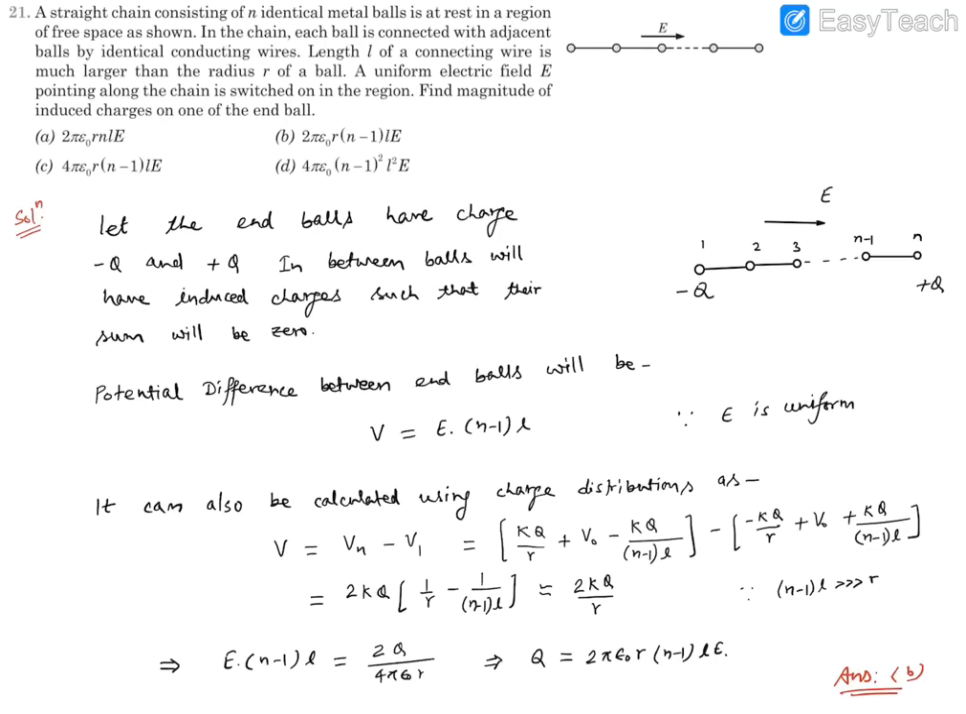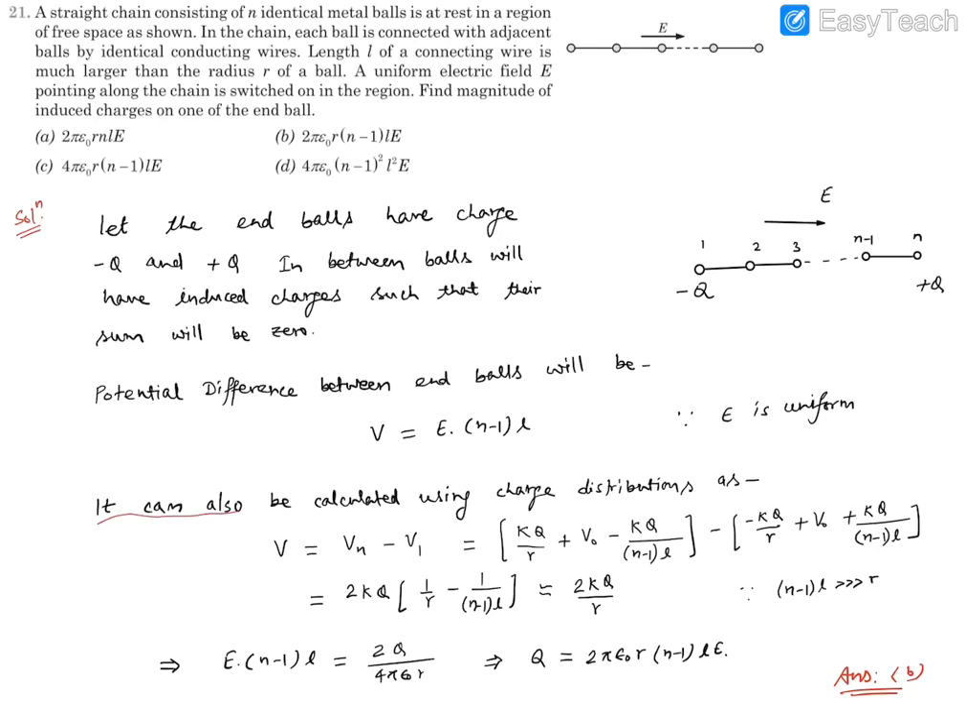Now we can find the potential difference between points 1 and n. Let's name the balls 1, 2, 3, 4 up to n. Between the first and nth ball, the potential difference because of this electric field can be written as the uniform field times the gap. The uniform field is E. The distance between these two end balls is decided by the connecting wires. Since there are n balls, there are going to be n minus 1 connecting wires, and each wire is of length L, so the distance becomes (n minus 1) times L. E is uniform, so we are allowed to use this formula, otherwise we would need to go by integration.